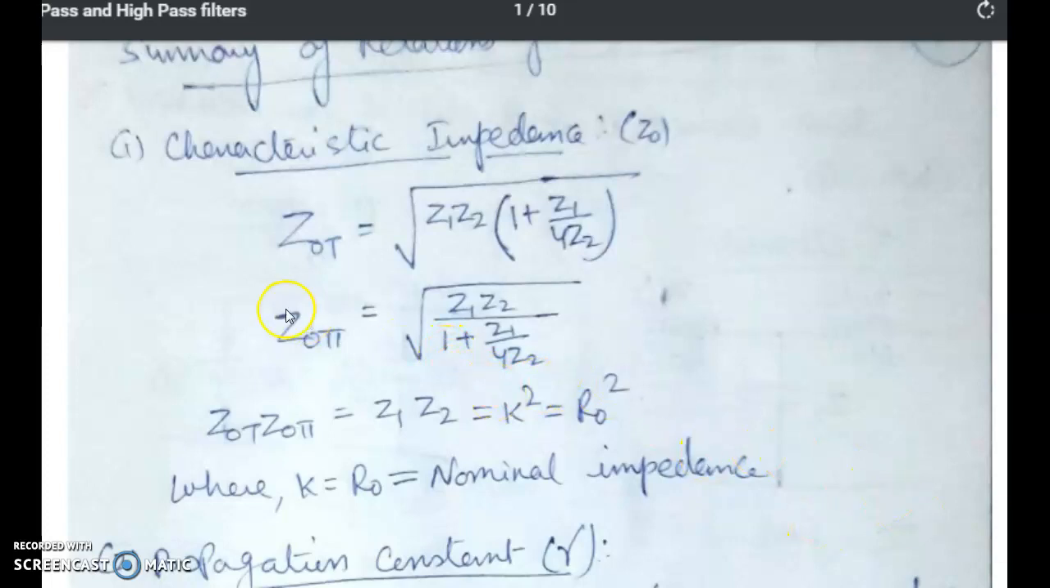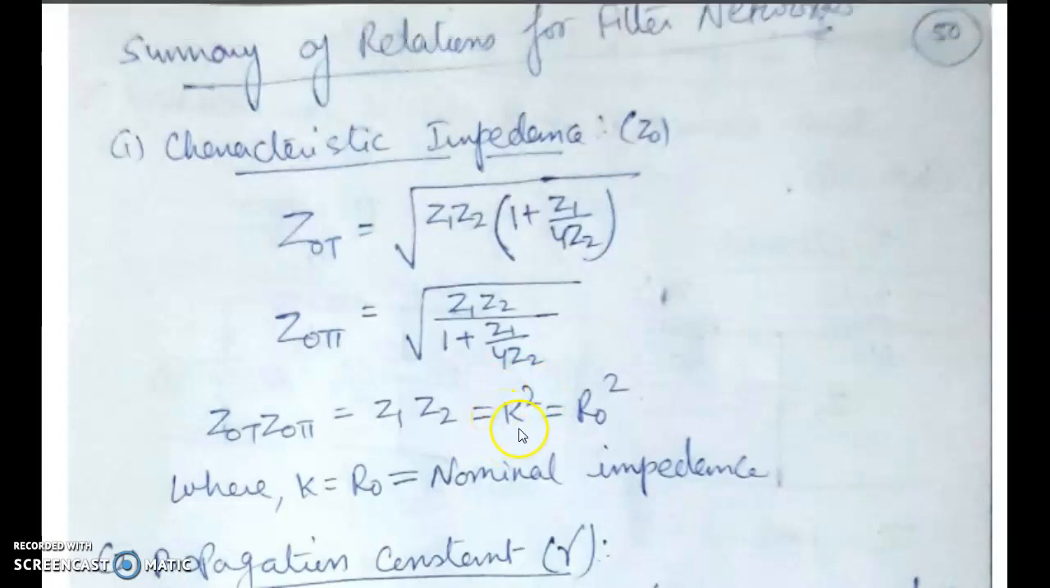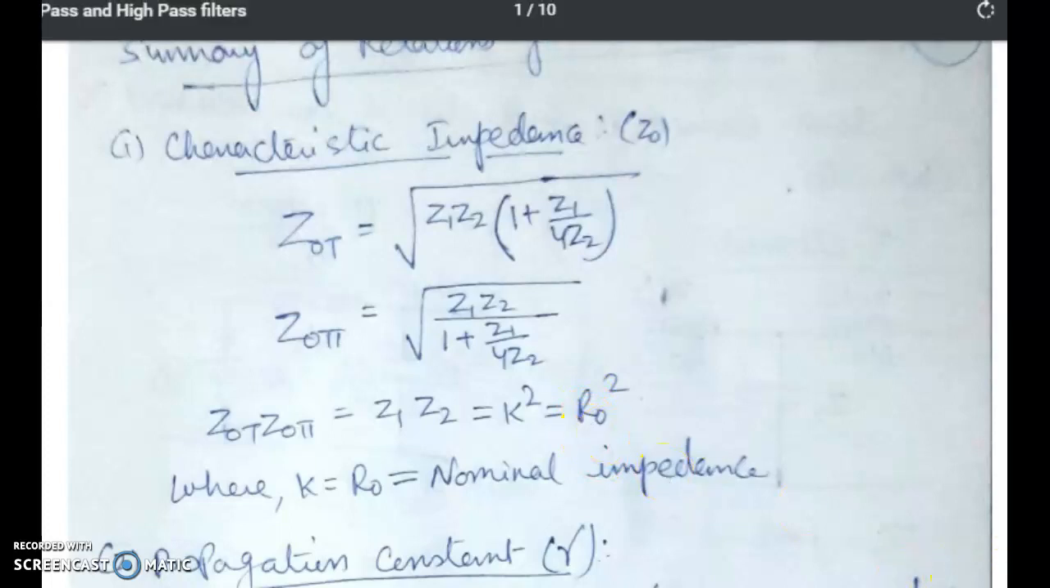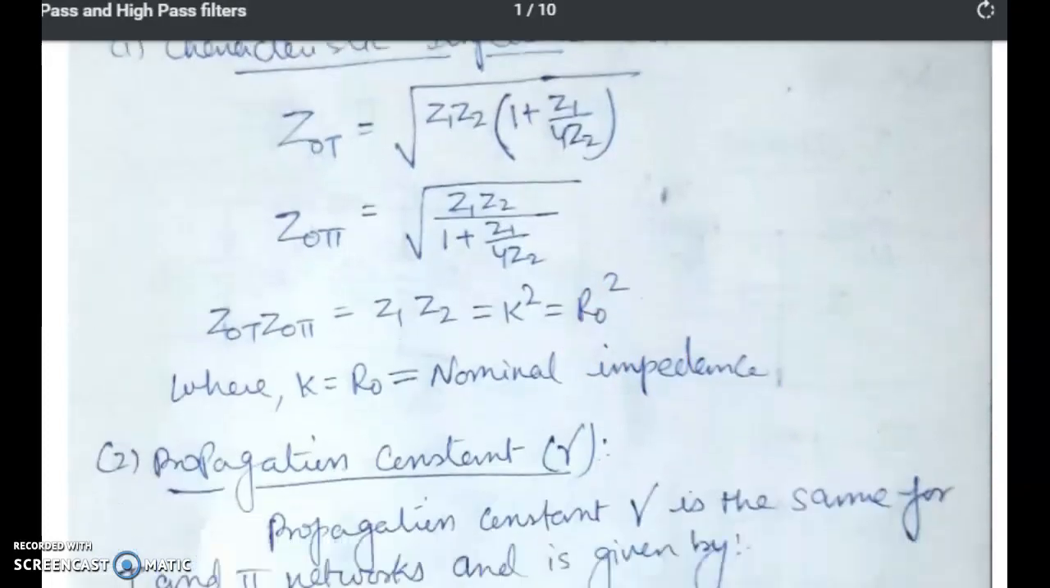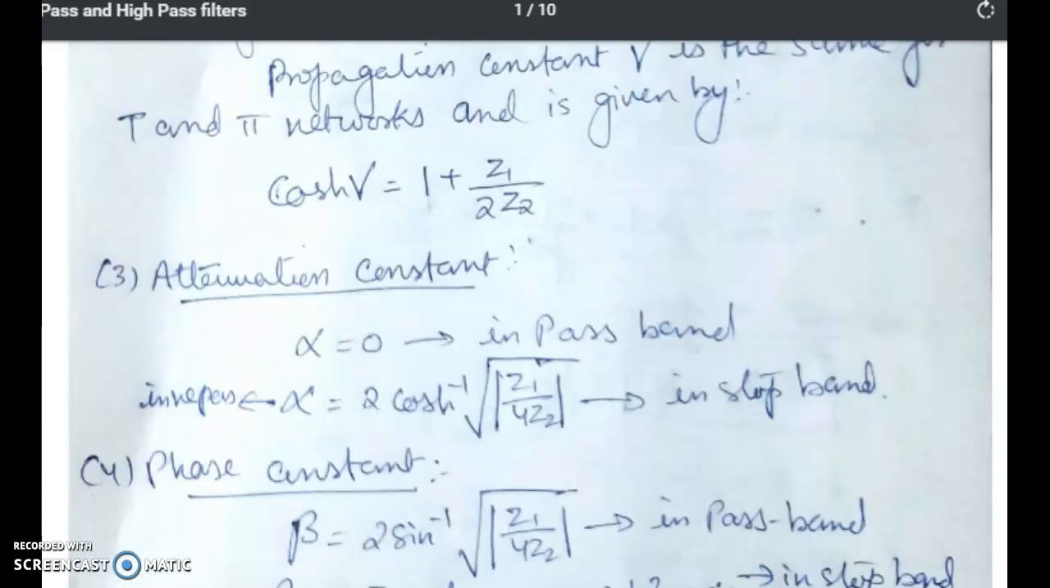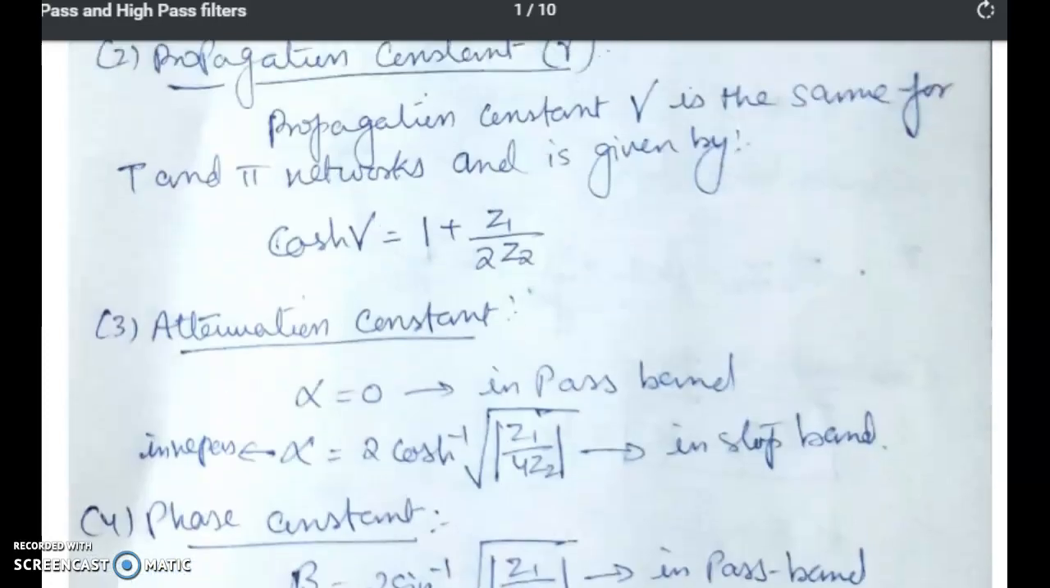When we multiply both characteristic impedances of the T and pi network, it comes to be Z1 Z2, which is equal to K square. K is the nominal impedance or the nominal load of the filter, which is also denoted as R0. Second characteristic of the filter is the propagation constant gamma, which includes the attenuation constant and the phase constant. So cos hyperbolic gamma is equal to 1 plus Z1 upon 2 Z2.